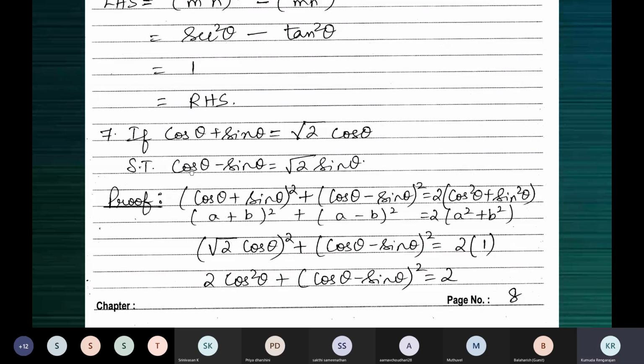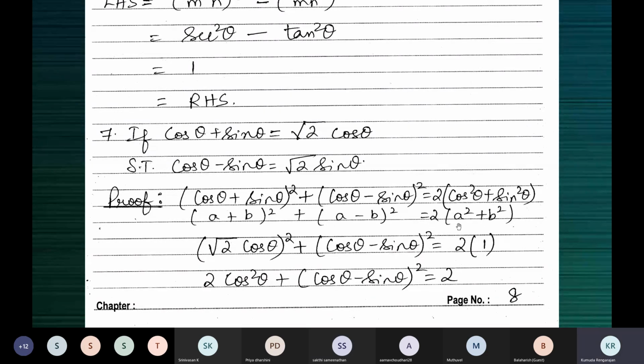Cos theta minus sin theta, a minus b. So in this identity, in place of a and b, we're going to use cos theta and sin theta. Why do we use this identity? Because we have expressions like cos theta plus sin theta, cos theta minus sin theta, a plus b, a minus b.